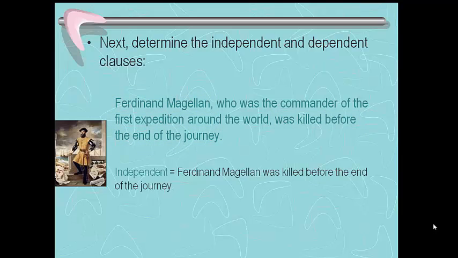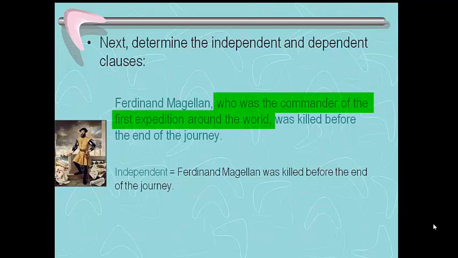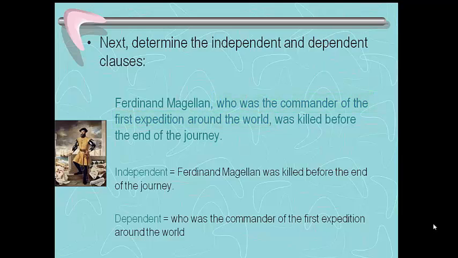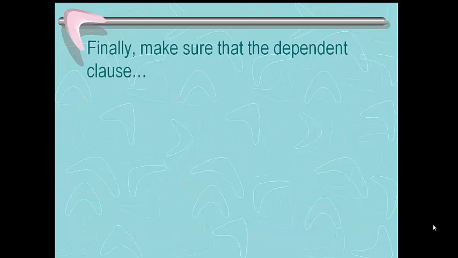Then I'm going to look at the next part, who was the commander of the first expedition around the world. Well, it's not a complete thought, so it's dependent on the other part for meaning. Therefore, it's your dependent clause. Notice they both have a subject, they both have a verb. Finally, you need to make sure that the dependent clause modifies a noun or a pronoun.